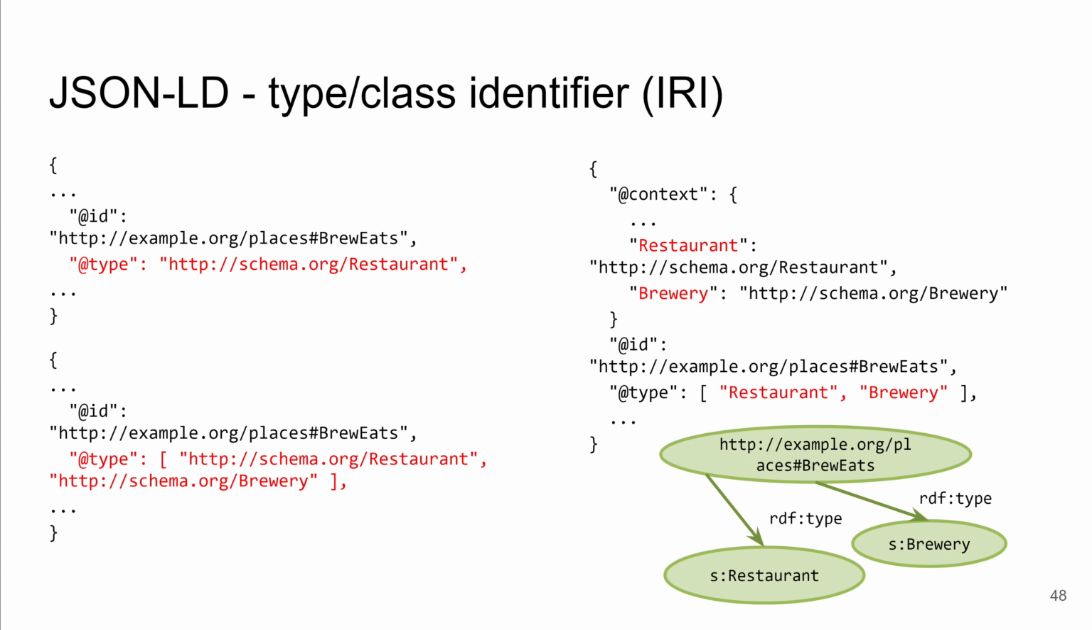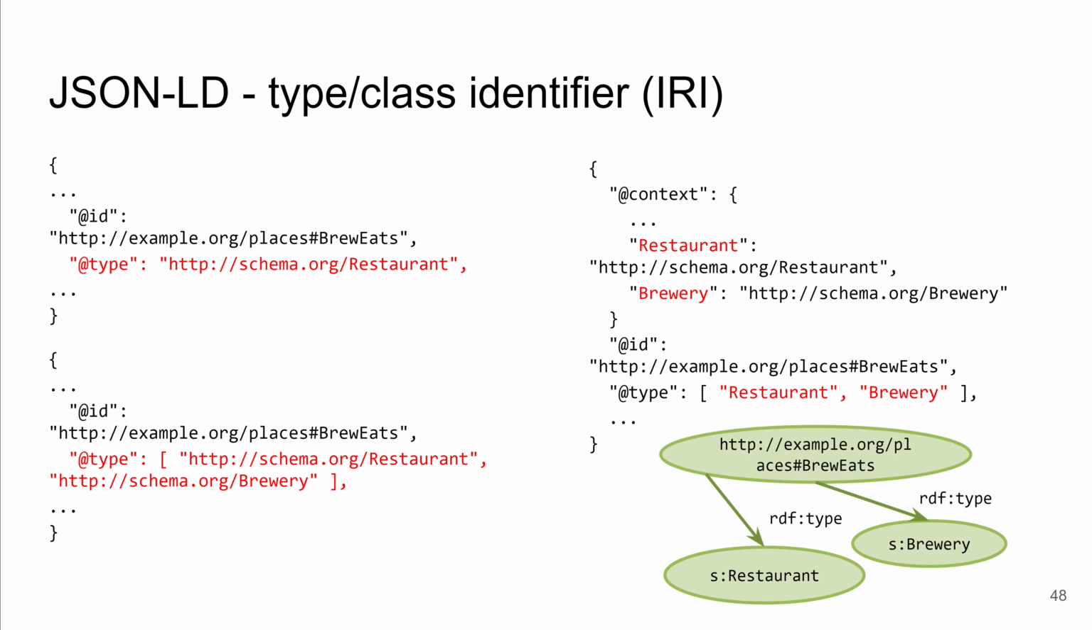Now, I talked about hiding the complexity from regular JSON developers. The first step to this is aliasing. So we might hide the mapping of a word to an IRI in the context. And we'll do this a lot. We'll try to hide as much as possible in the context, which then can be ignored by the regular JSON developers. So here we say that whenever we use restaurant, it means schema.org/restaurant. And whenever we use brewery, it means schema.org/brewery. And we say this in the context.